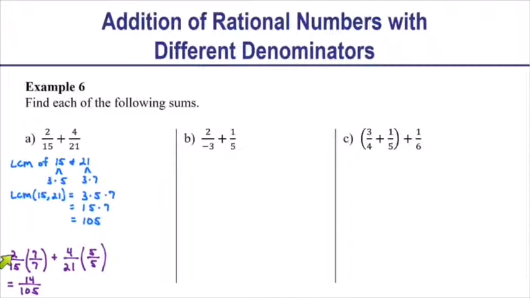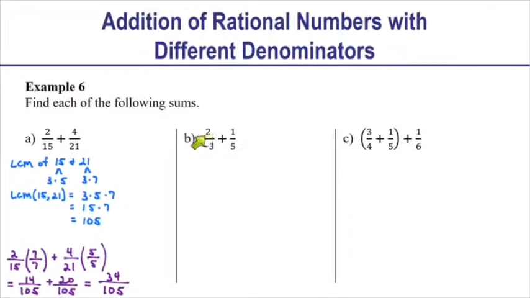I used to have 2 pieces. Now 2 times 7 is 14, so I have 14 smaller pieces. And the same thing happens here. 21 times 5 is 105, but my 4 pieces also gets multiplied by 5, so now I have 20 out of 105. And then 14 plus 20 is 34, so I have 34 over 105 as my final answer.